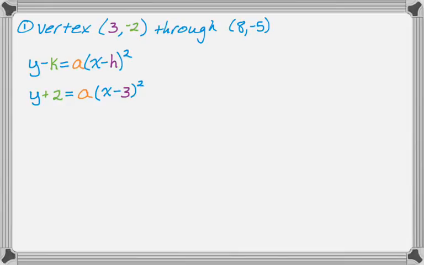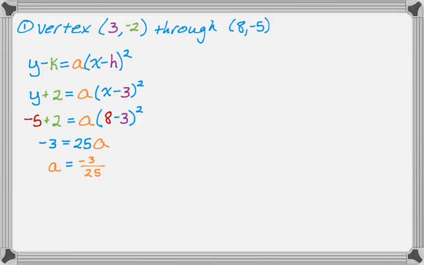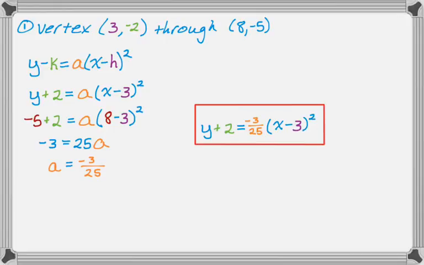Now I'm going to use the point 8, negative 5, so I'm subbing in for x and y. So negative 5 plus 2 equals a, the quantity 8 minus 3 squared. Do a little bit of math. Negative 3 equals 25a, which means that a is negative 3 over 25. And we can write the quadratic. So we get y plus 2 equals negative 3 over 25, the quantity x minus 3 squared, and we're done. You usually leave your answer like that, certainly if it's in vertex form. That's one of the more convenient forms to have.